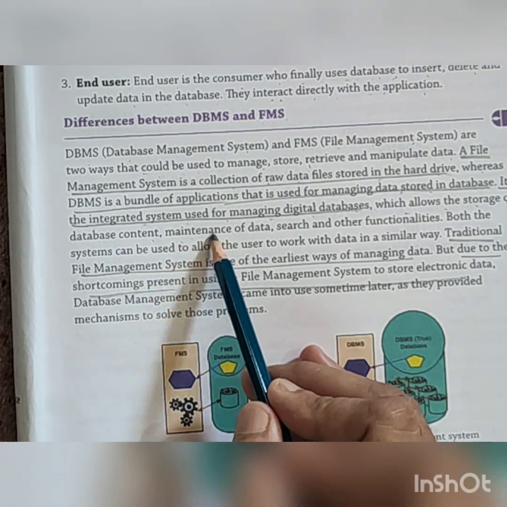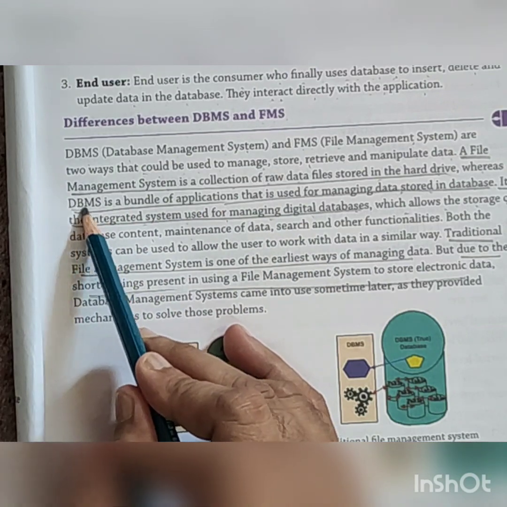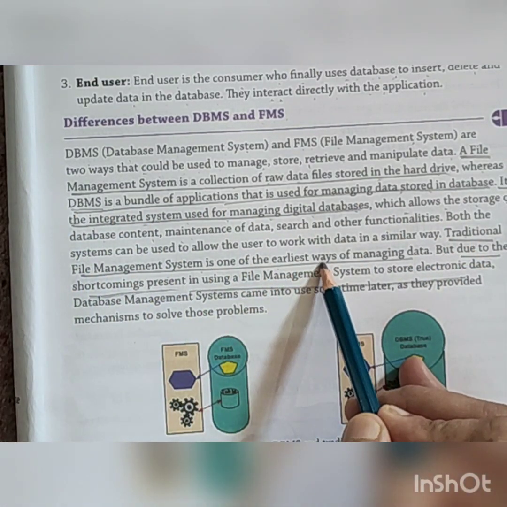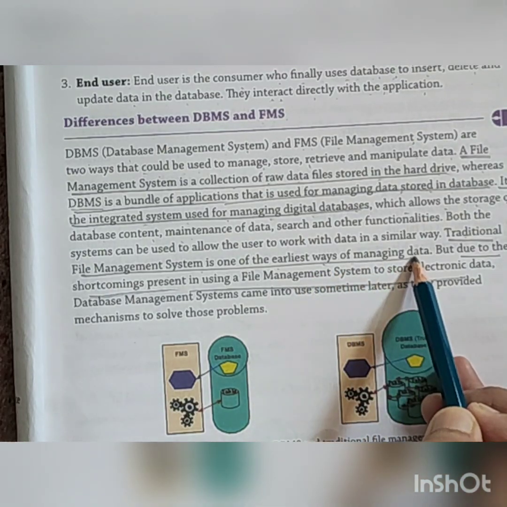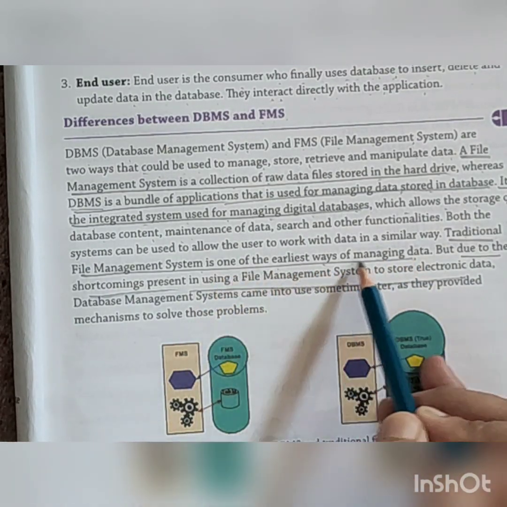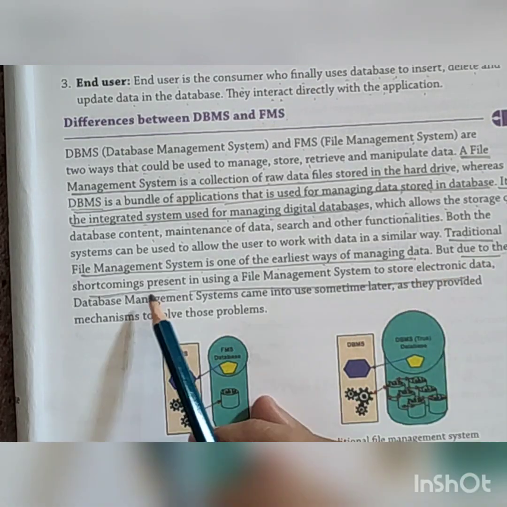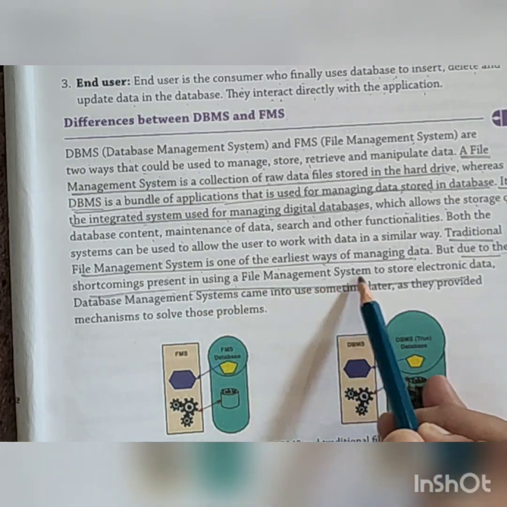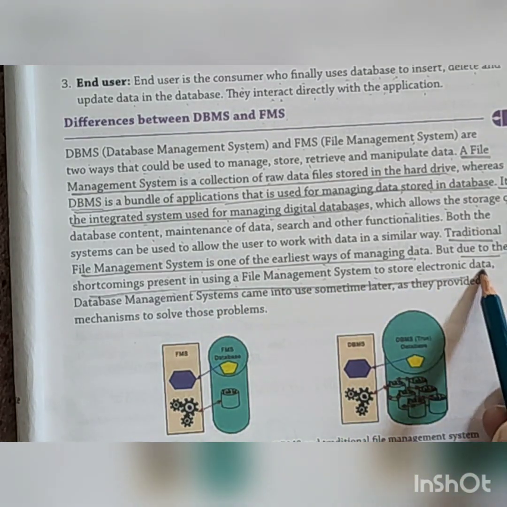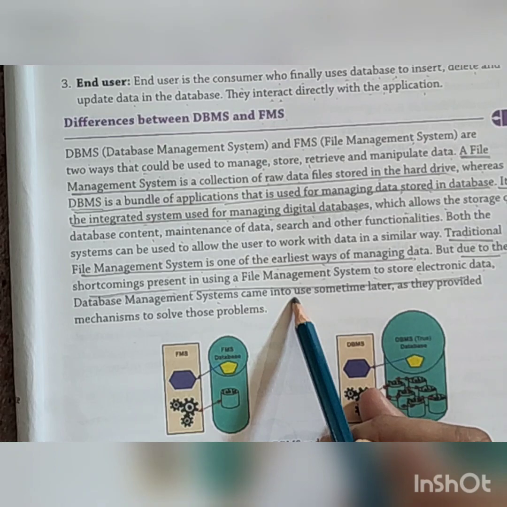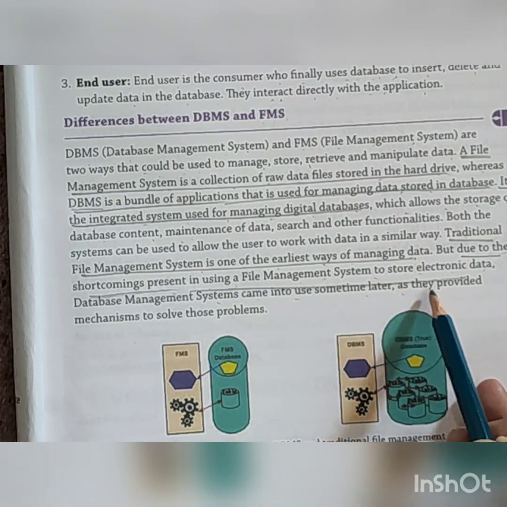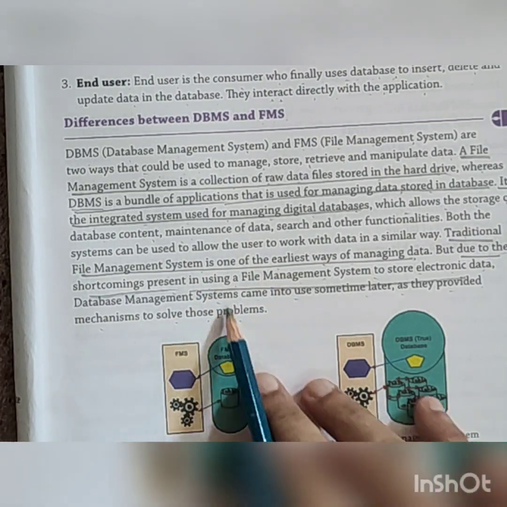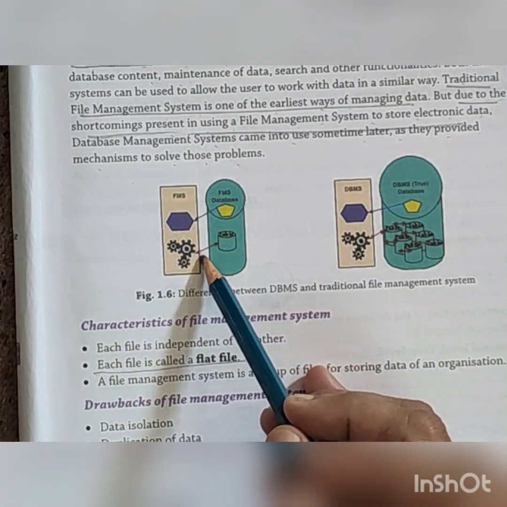So these are the facilities we have in a database management system. Traditional file management system is one of the earliest ways of managing data. It is a traditional system, so it has some drawbacks also. Due to the shortcomings of using a file management system to store electronic data, database systems came some time later, as they provided a mechanism to solve those problems.